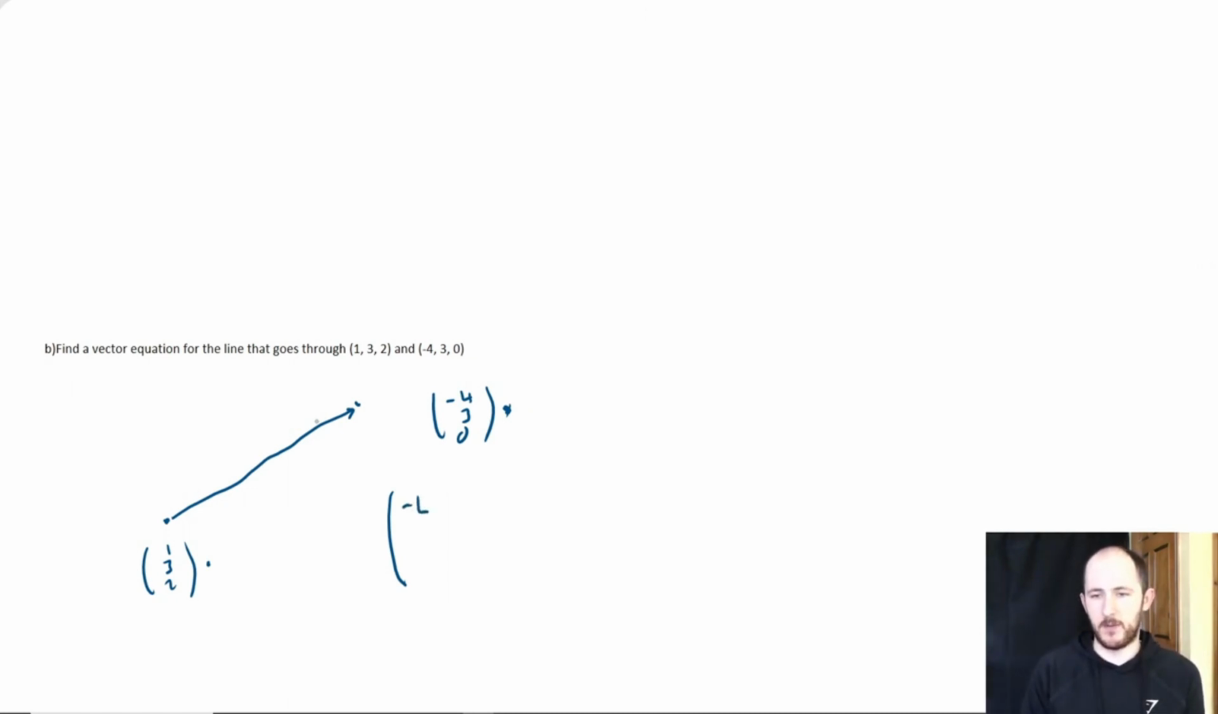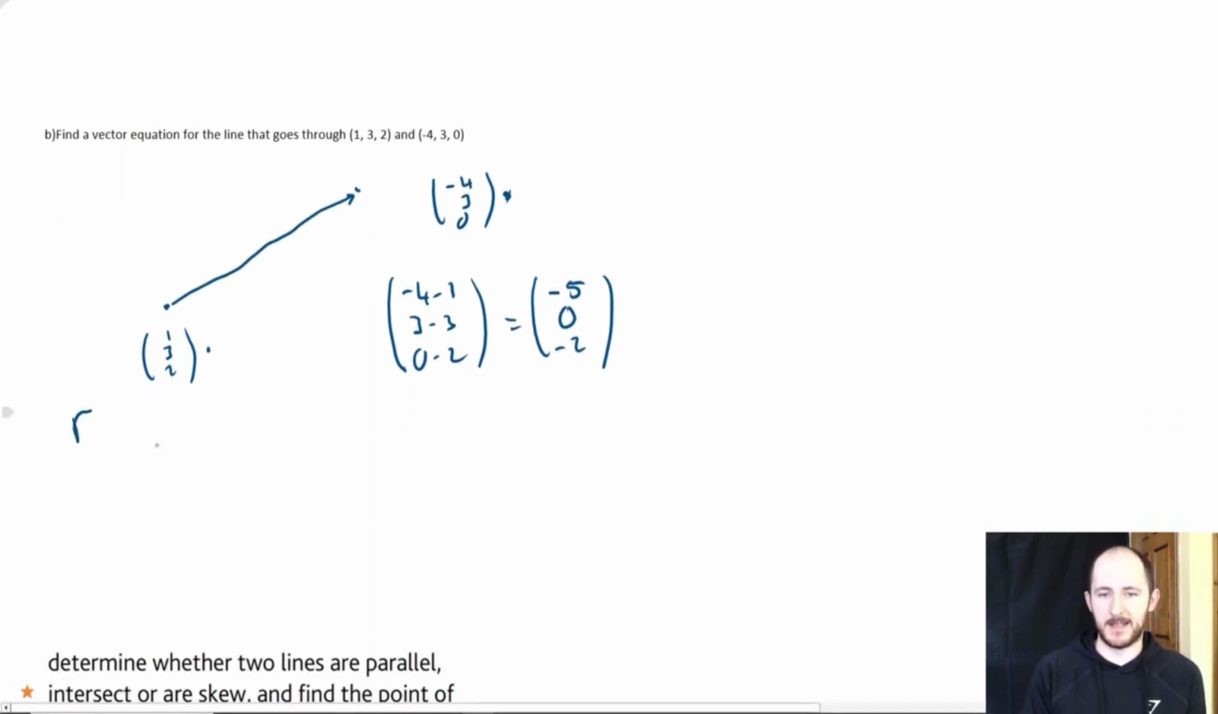So we've got -4, -1, 3, -3, 0, -2. So this is our displacement vector. So this is the vector that is going to be parallel to our equation, to our line. And then all we need to do is sub it into the formula as we've done in the last question.